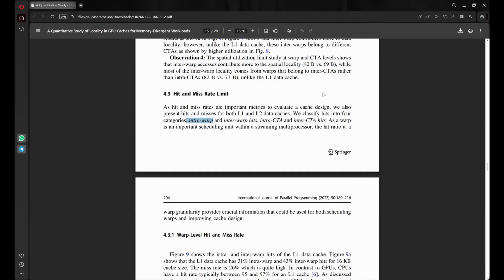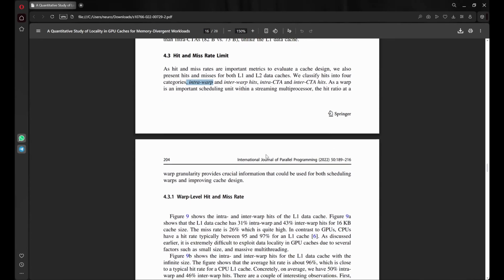And what this pretty much does is, I mean, you have spatial locality, you have temporal locality. They're both locality that you can optimize for. But what this does is it gives you a high level view of where most of the locality is coming from across all of these workloads.